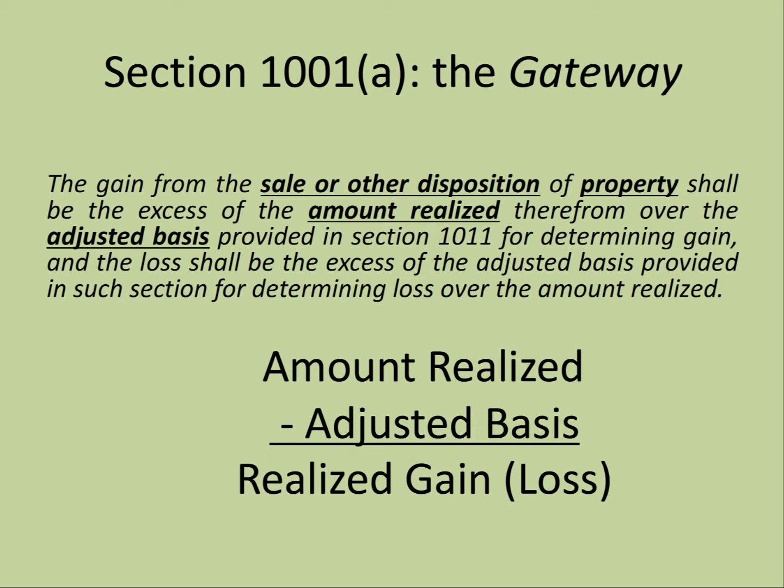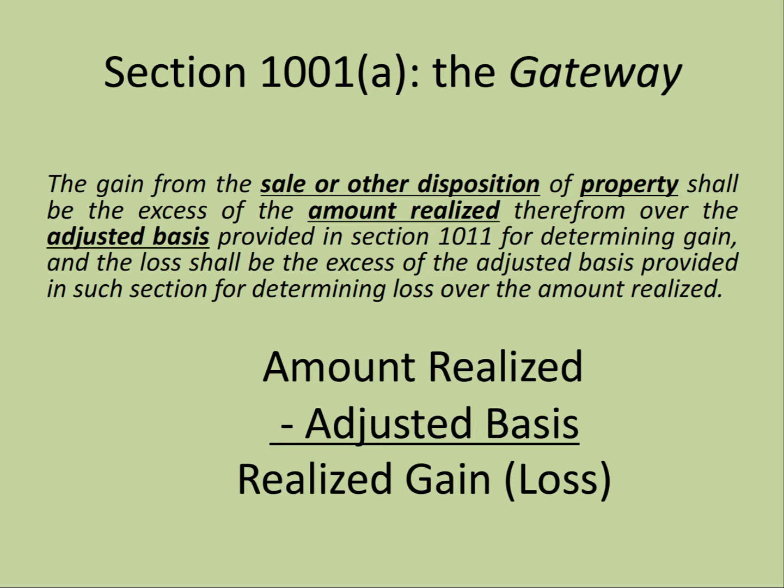So to state that simply, it's the amount realized minus the adjusted basis gives you the realized gain or loss. Realized gain being if it's a positive number, realized loss if it's a negative number. Now, we have to define some items. What exactly does sale or other disposition mean? What does property mean? What exactly is amount realized, and what is adjusted basis?